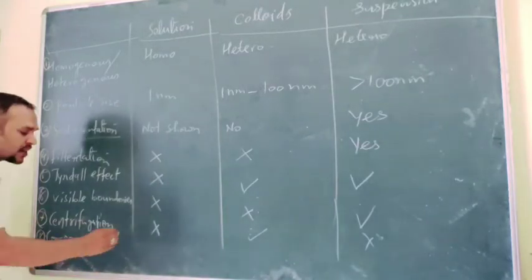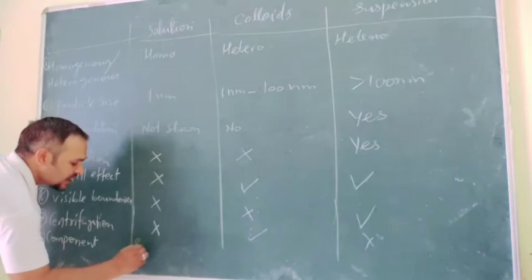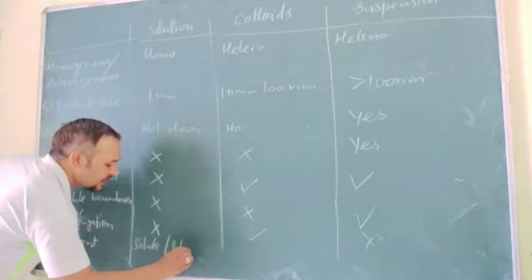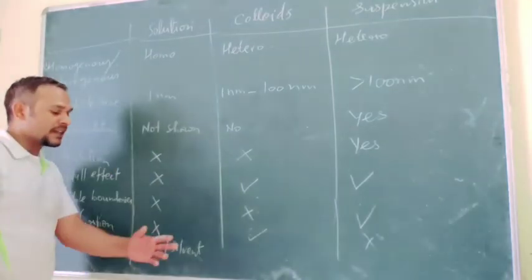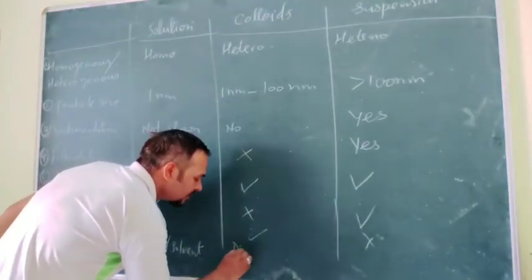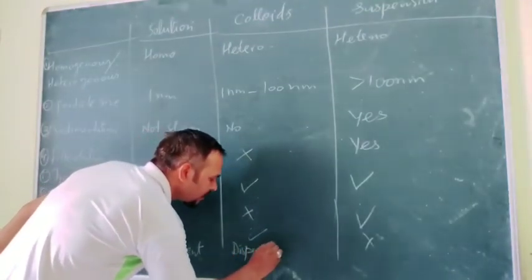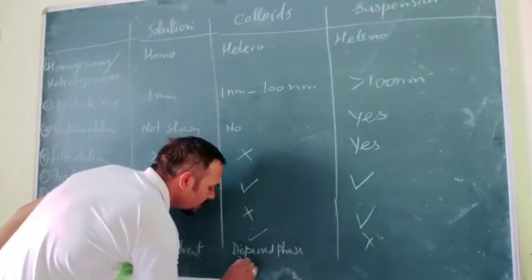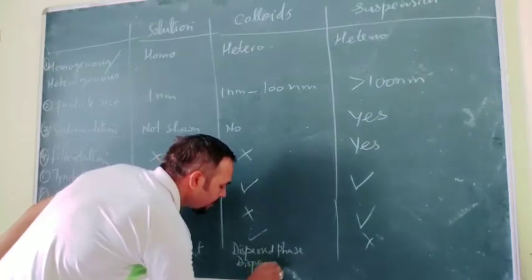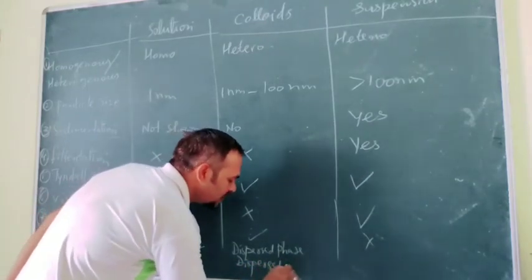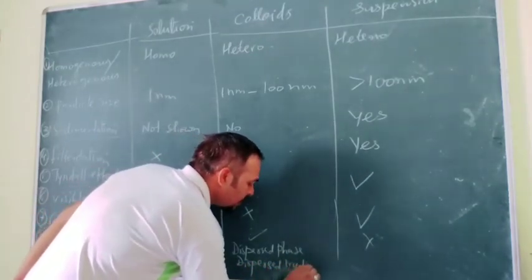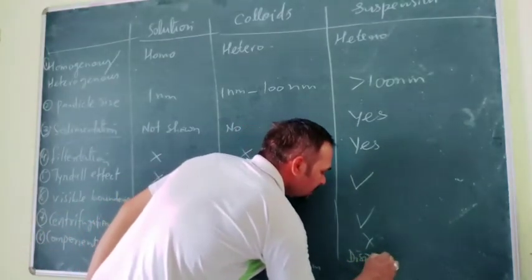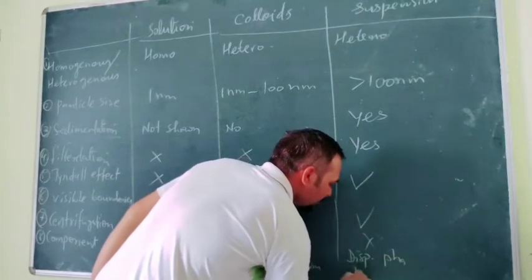If we are talking about components, right? What are the components in the case of solution? They are solute and solvent. Here it is disperse phase or disperse medium. That I am going to explain to you. What are disperse phase and disperse medium? It is also disperse phase and disperse medium.